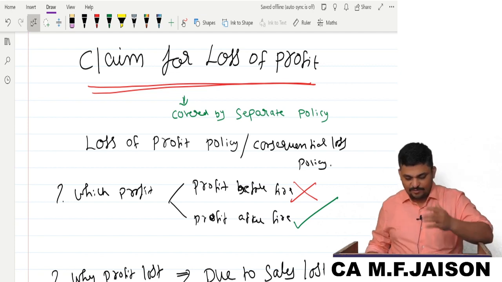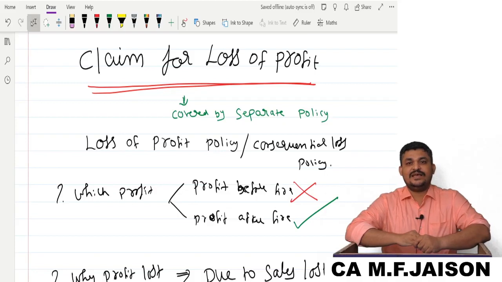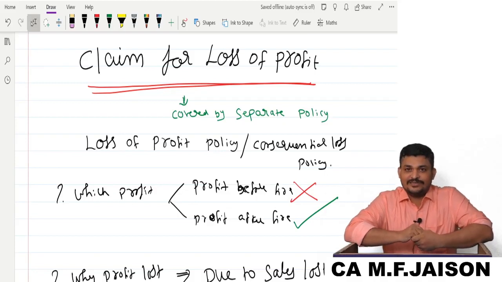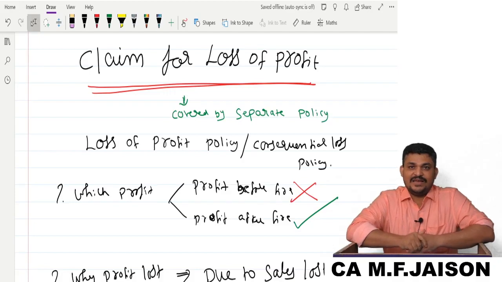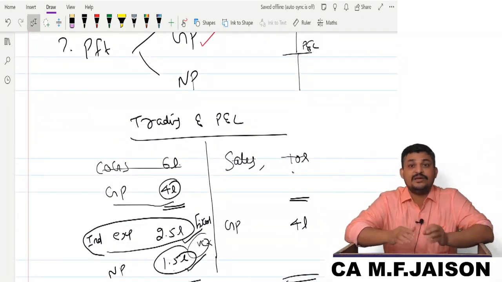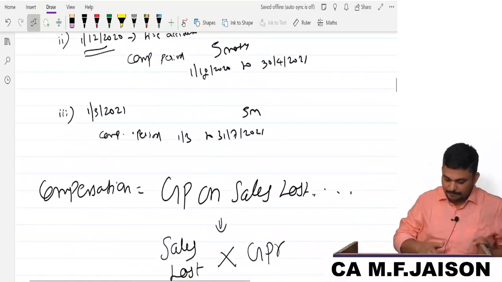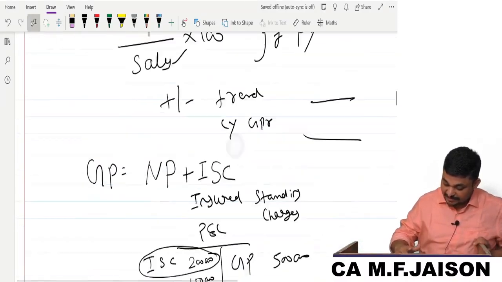Okay, so let us now move on to the next discussion. Like I told you, what is the compensation? GP on sales lost. We have learned GPR. What is next? Sales lost. We have to learn how to compute sales lost. So we are going to learn the computation of sales lost.